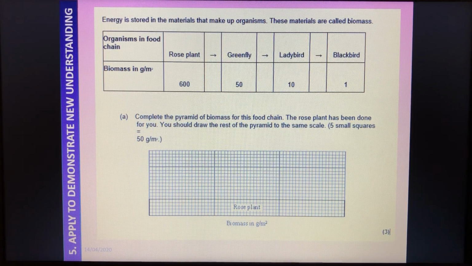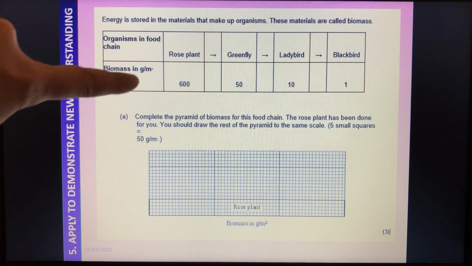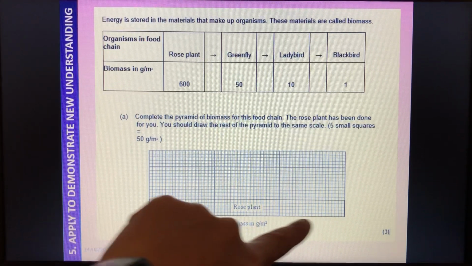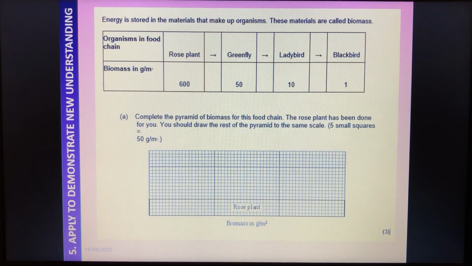So basically, every small square is worth 50, so 10 squares is worth 100, and that's why we've got that 600 down as that bar on the bottom, okay? So the green fly is only 50, so that's 5 small squares.